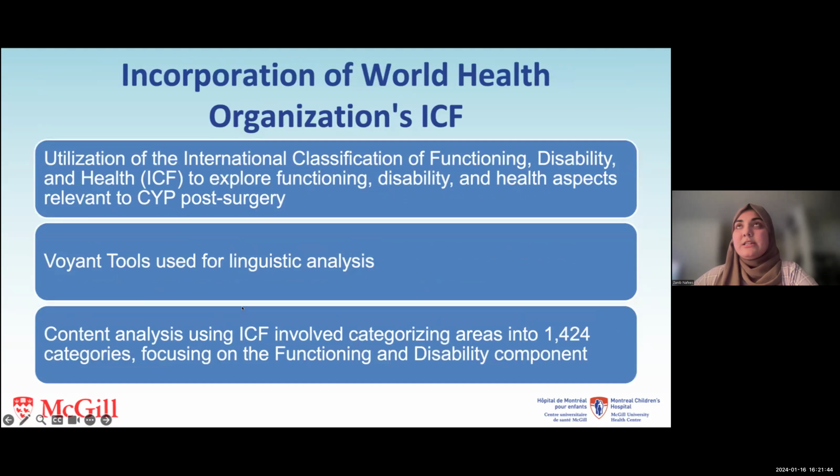So the study employed the International Classification of Functioning, Disability, and Health, ICF, as a framework to investigate various aspects of functioning, disability, and health relevant to children and young people post-surgery.